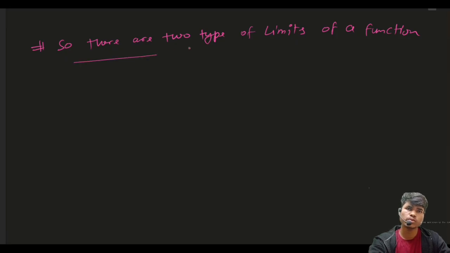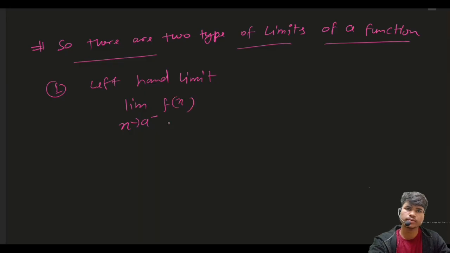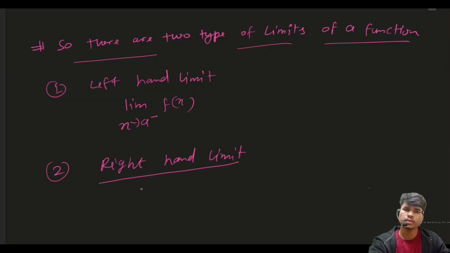So there are two types of limits of a function. First, left hand limit. We will write this limit like limit x tends to a negative f of x. Second, right hand limit. We can write this limit like limit x tends to a positive f of x.